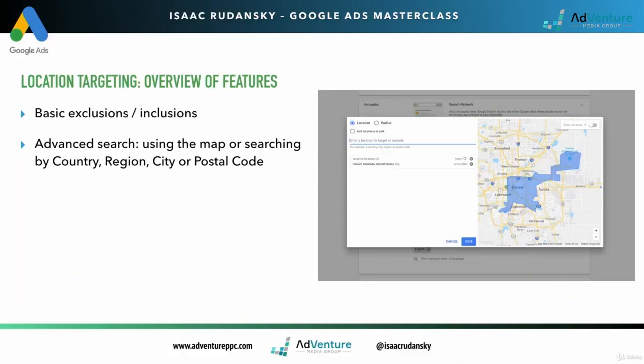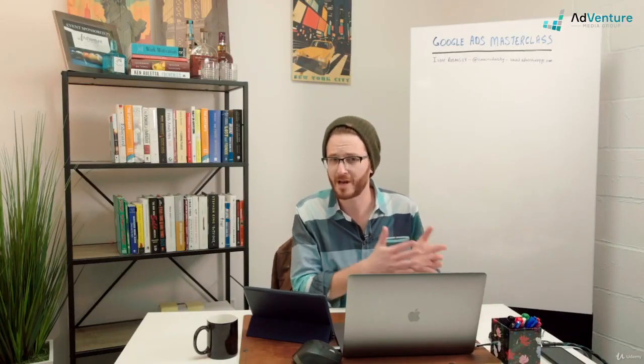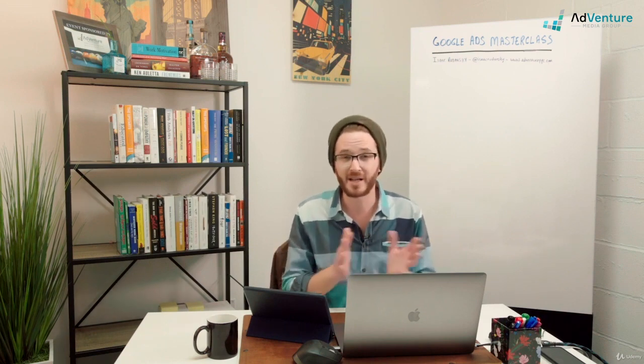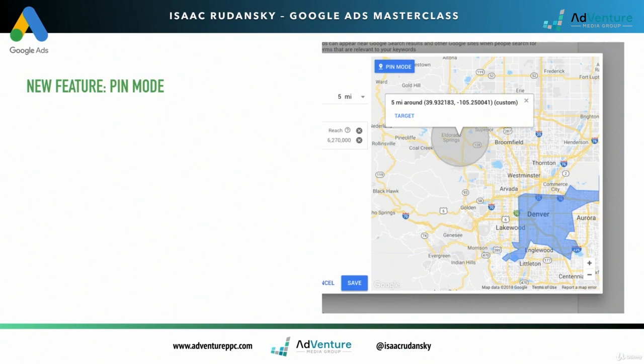When you use radius targeting, we've been talking about radius targeting, you have the option to target anywhere between a 1-mile and 500-mile radius. So you can't target 0.2 miles and you can't target an 800-mile radius. Location groups, which used to be places of interest, airports, demographic groups, those were removed. So if any of you are coming from the previous Google Ads or the previous AdWords interface and you're now migrating to Google Ads, this is not an option available anymore, unfortunately, when you're setting up your campaigns in the advanced settings section.